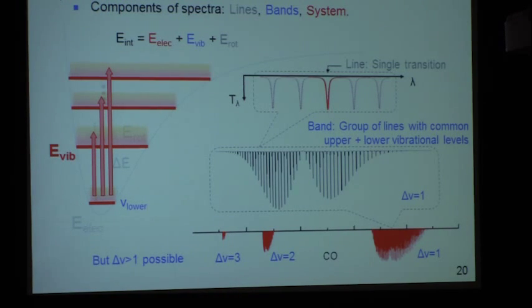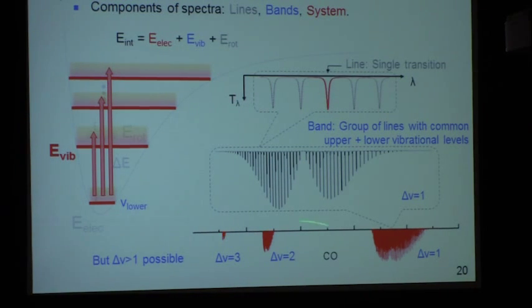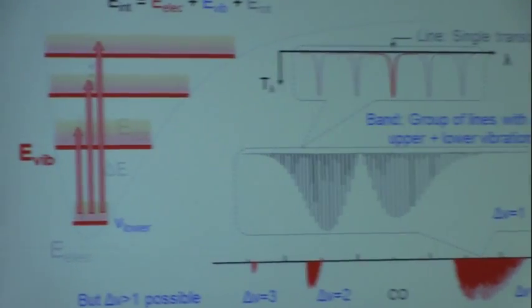But if we now have V equals 0 to 2, that would be what? Roughly twice the energy, which would be roughly half the wavelength. And that grouping would be called the delta V of 2 band, and the delta V of 3 band. So they're widely separated. There are names for these bands too. The point is, we start from one vibrational level in many rotational states. We have lots of choices.